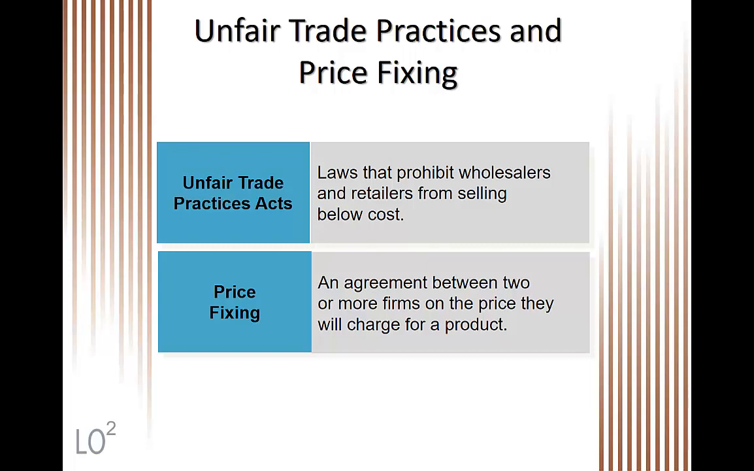Price fixing is illegal under the Sherman Act and the Federal Trade Commission Act. Unfair Trade Practice Act is defined as the laws that prohibit wholesalers and retailers from selling below cost, and price fixing is an agreement between two or more firms on the price they will charge for a product.